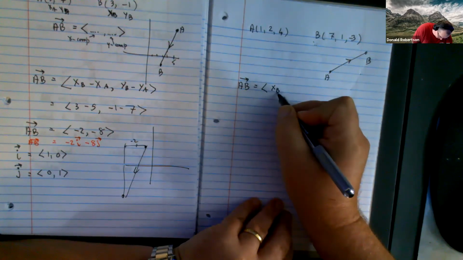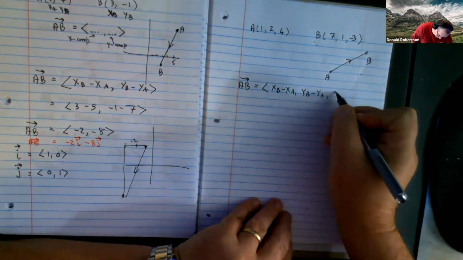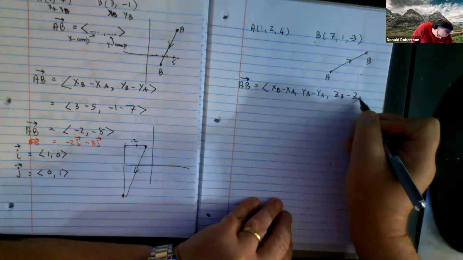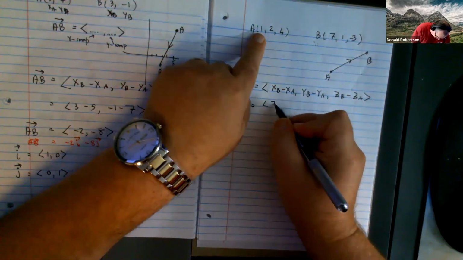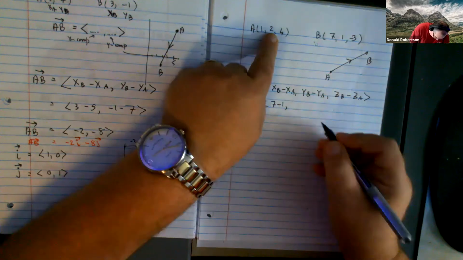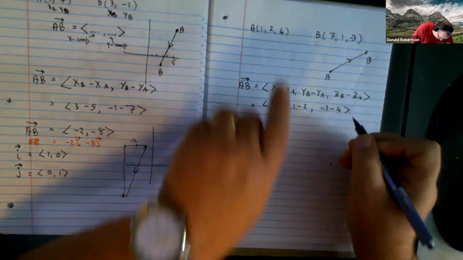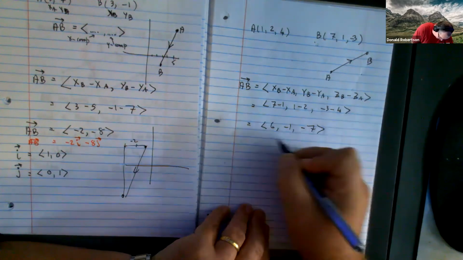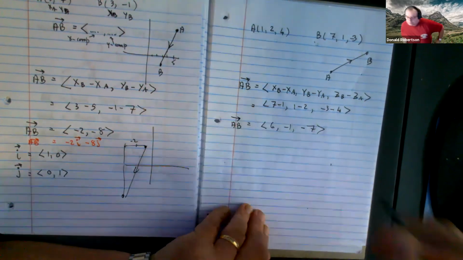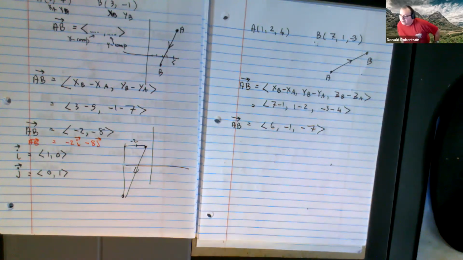It's x of B take away x of A, y of B take away y of A, and z of B take away z of A. And it's 7 take away 1, that's the x component. 1 take away 2 is the y component, and -3 take away 4 is the z component. And so this vector is 6, -1, -7. Are we comfortable with how you can find a vector that joins two points in 3D space together?